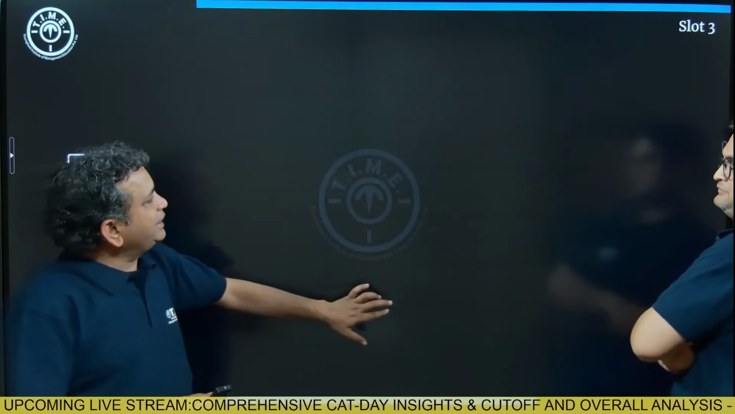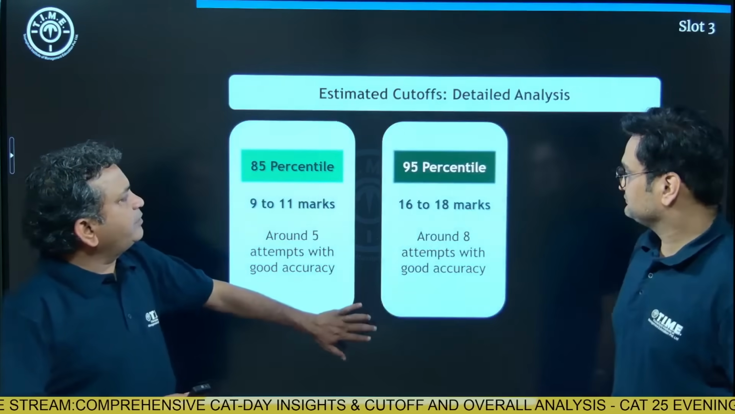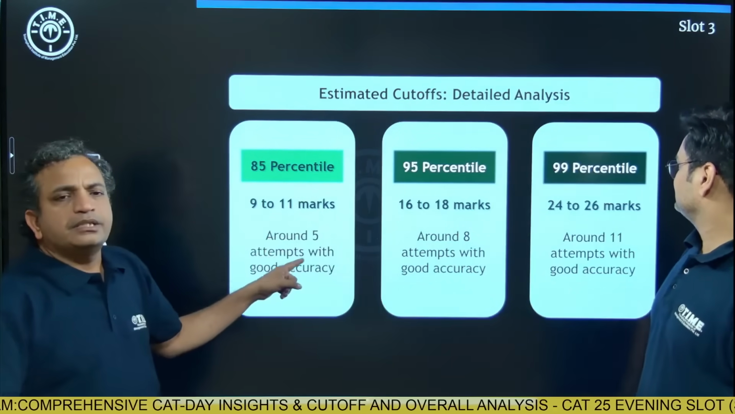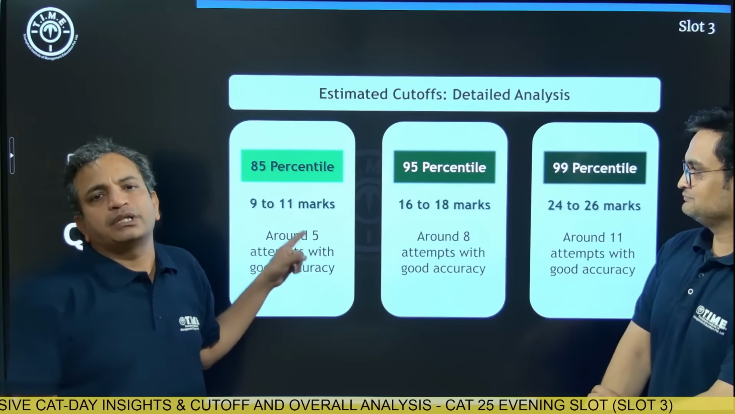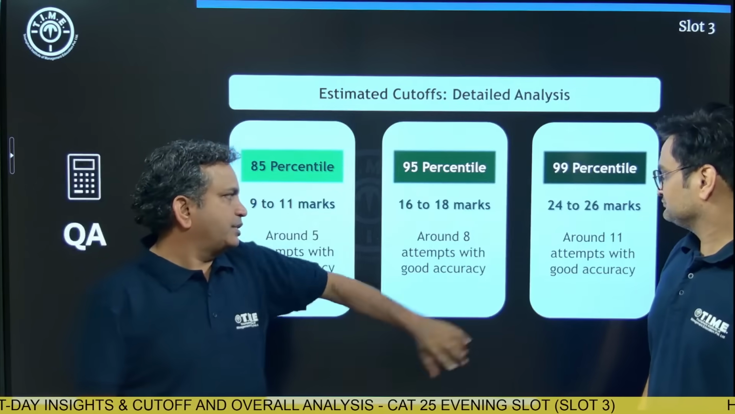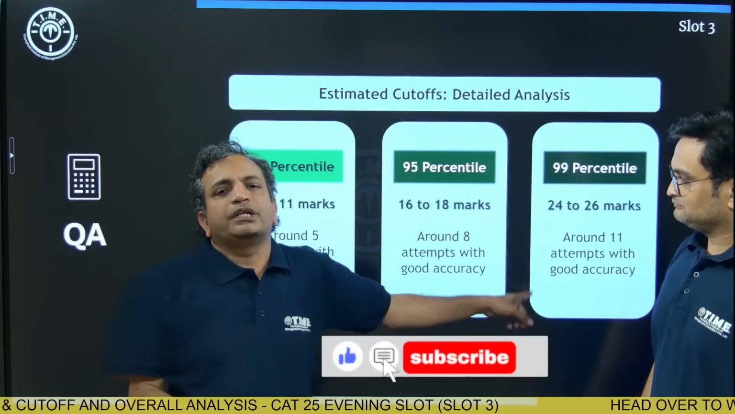So let's now look at the cutoffs for the quant section. We have 85, 95, and 99 listed here. Just 5 questions, folks. 5 questions with decent accuracy would help you clear the cutoffs, right? Just 5 questions. And to get to 99, 11 questions.